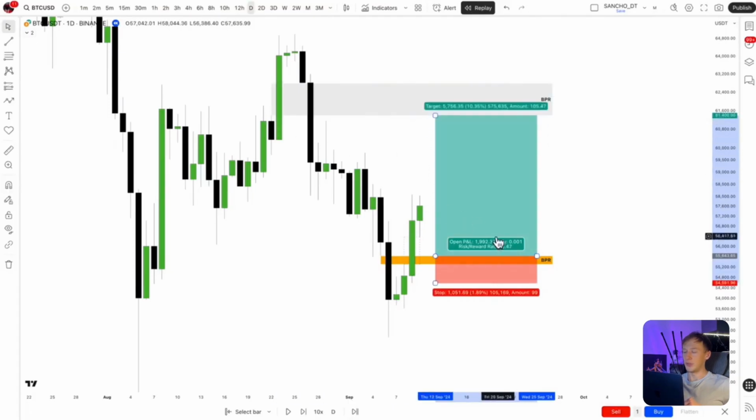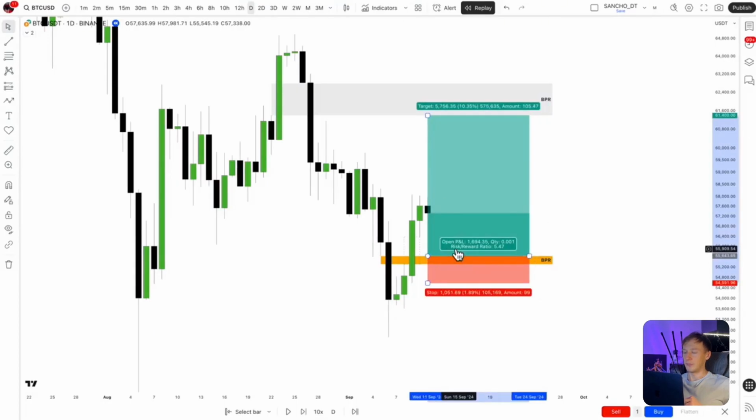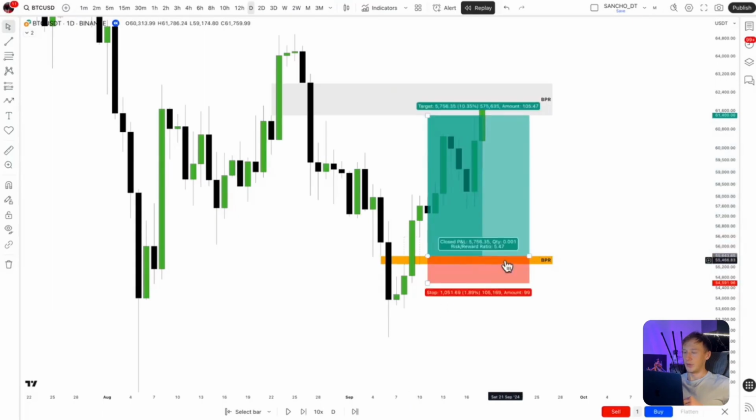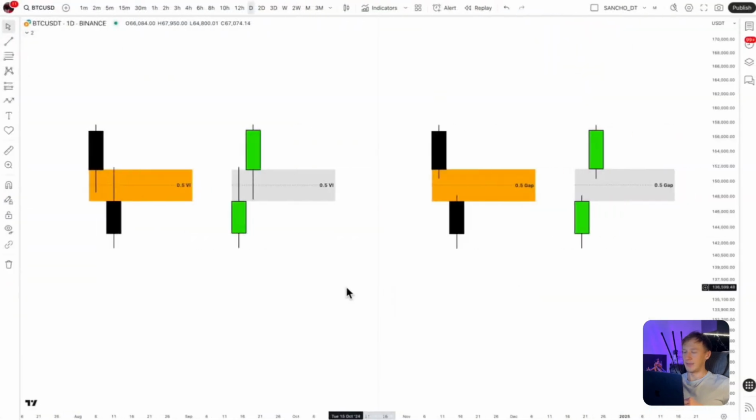The risk-reward ratio comes out to 1 to 5.5. The price reaches the zone perfectly and shows a reaction. BPR strengthens the structure, refines entries, and helps determine targets. The last form of inefficiency is volume imbalance and gap.